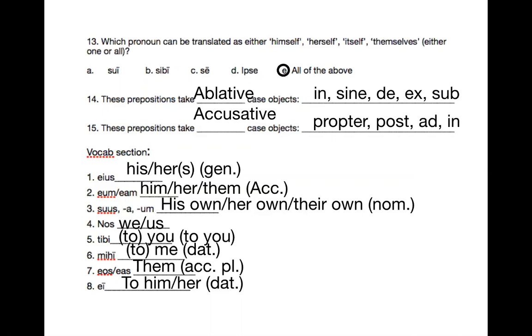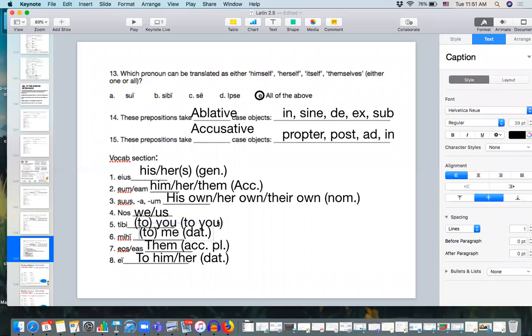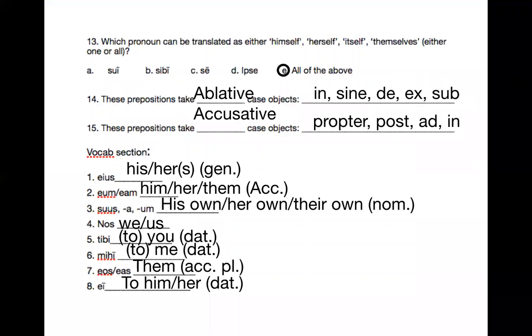Tibi is the, why did I write? What I meant to write was dative. So you guys won't have to write the case on the test. So I'm writing genitive and accusative and dative by some of these. I just need you guys to write the actual, like what it means itself, like his or her, him, her, etc. You don't have to write the cases, but you can if you want to.